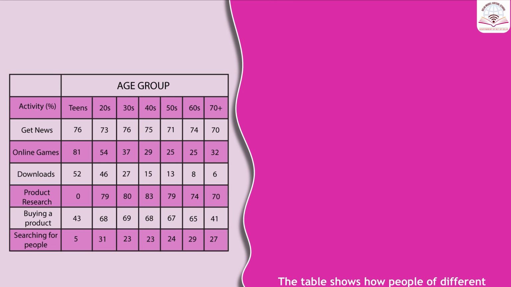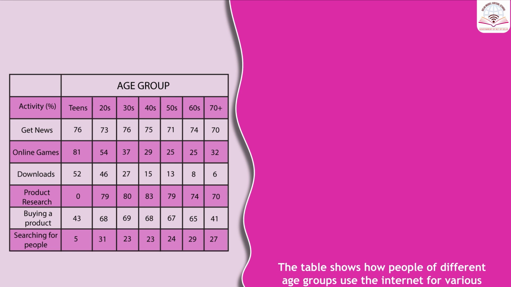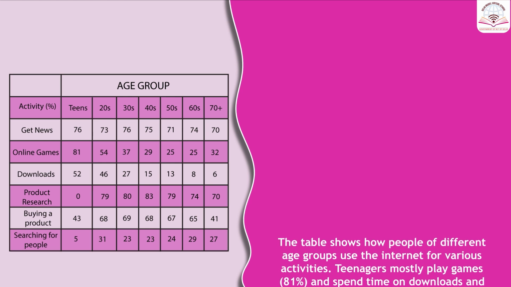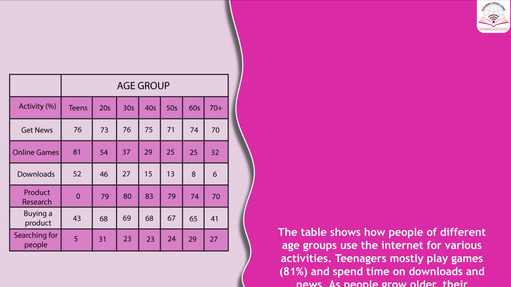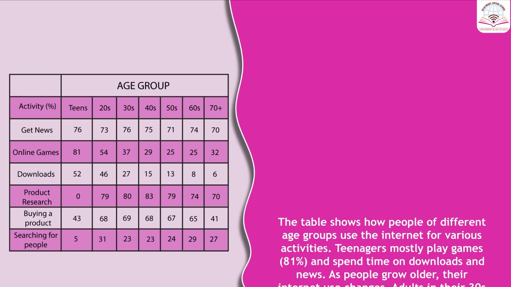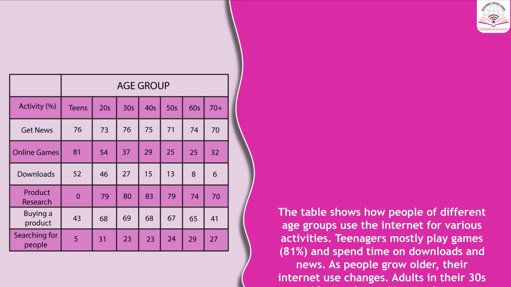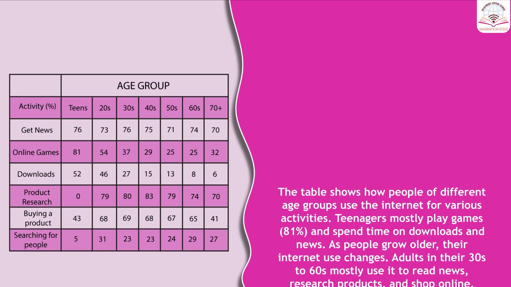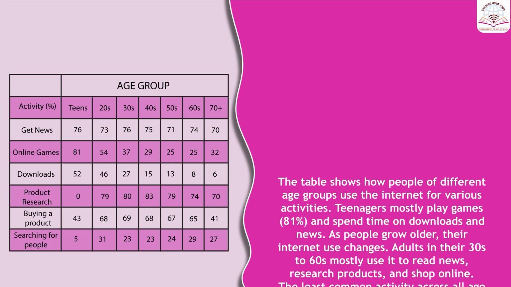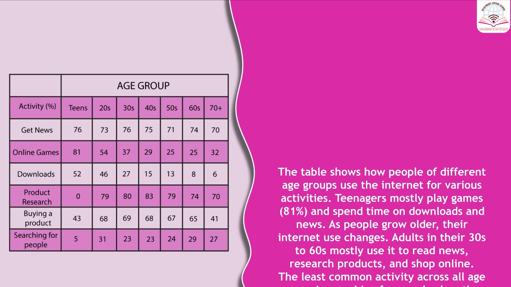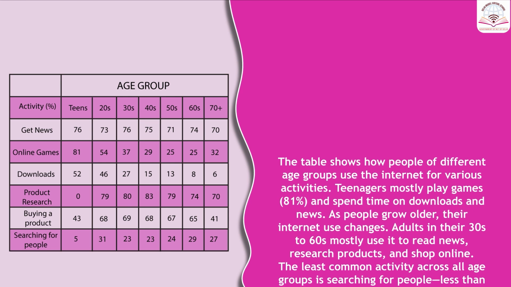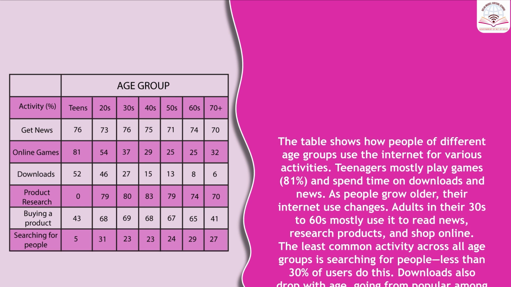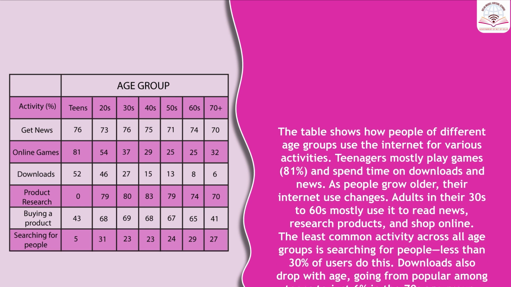The table shows how people of different age groups use the internet for various activities. Teenagers mostly play games, 81%, and spend time on downloads and news. As people grow older, their internet use changes. Adults in their 30s to 60s mostly use it to read news, research products, and shop online. The least common activity across all age groups is searching for people. Less than 30% of users do this.